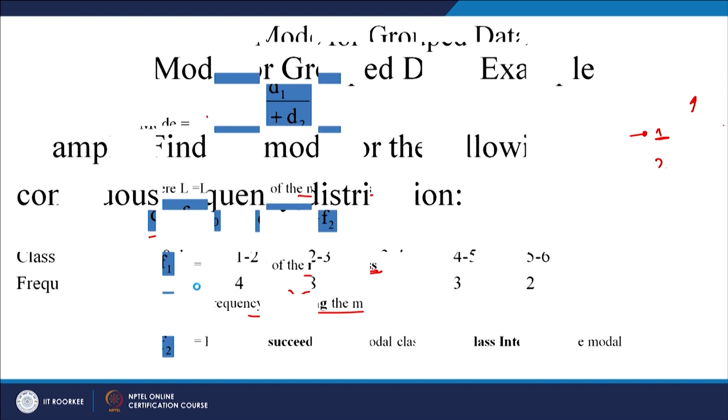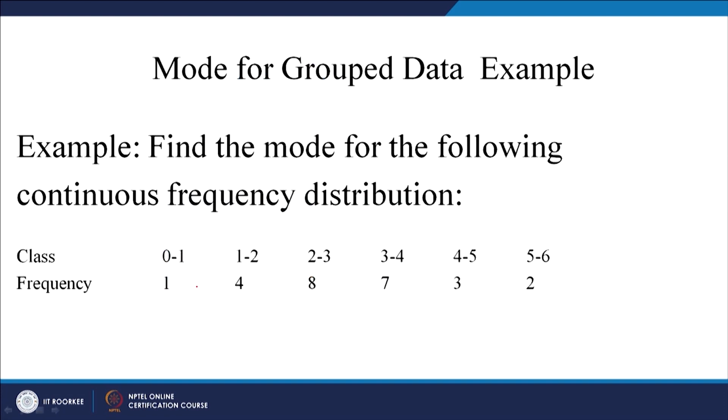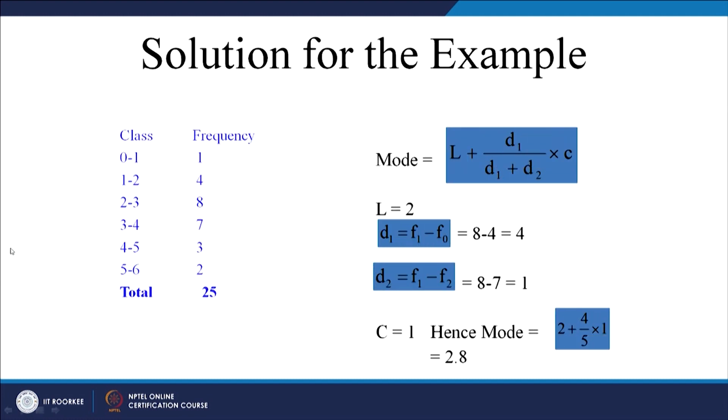So, let us look at this question which is having different classes and frequencies. How would you solve this question? The sum of the frequencies is 25. Now, the modal class is what? What is mode? It is the class wherein you have got the highest frequency. So, this is your modal class. The class interval is 1. L is the lower limit of the modal class, which is 2.